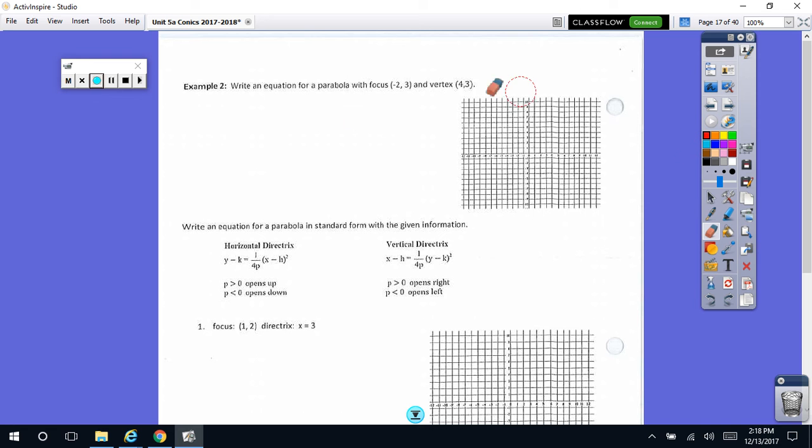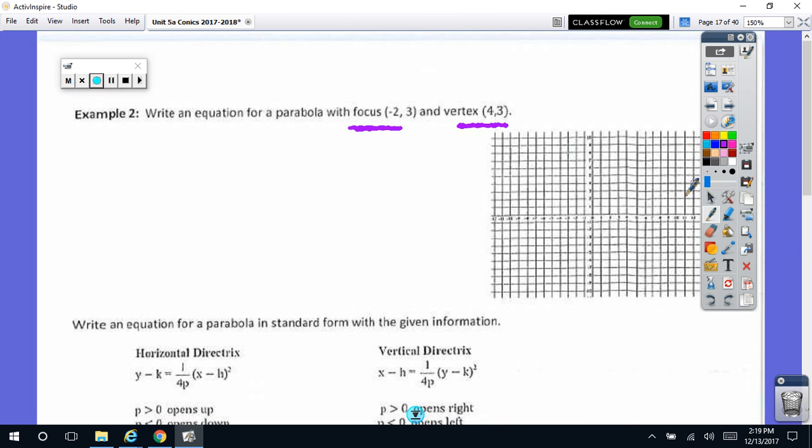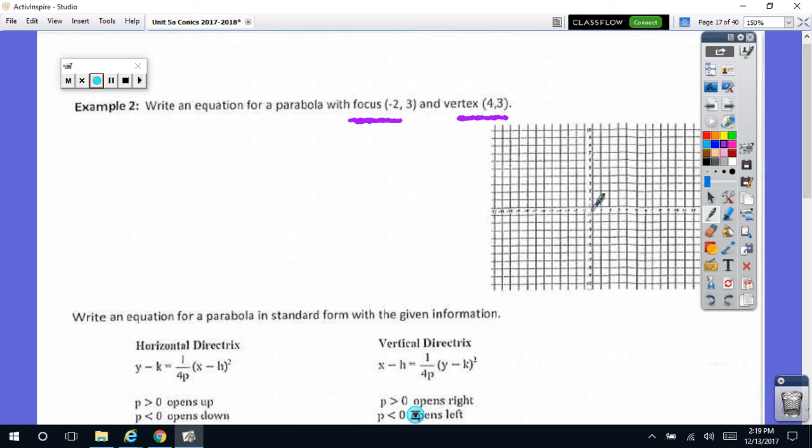Okay, let's try this guy. Remember, look at what you're given. We're given the focus and the vertex. So the focus is at negative 2, 3. Can y'all see that? Because I cannot. So my focus is at negative 2, 3. And my vertex, in a different color, is 4, 3.